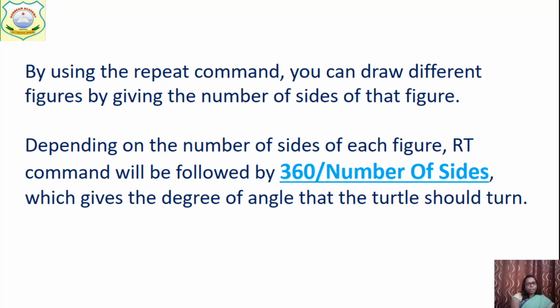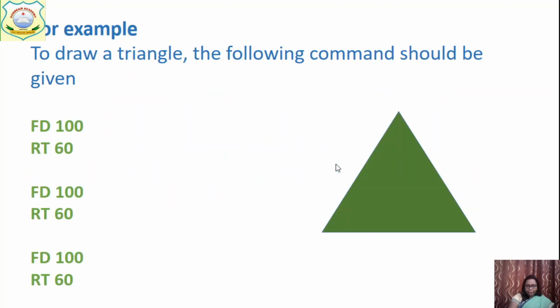By using the repeat command we can draw different figures. How many sides you have to write, you can decide by this formula: 360 divided by the number of sides. This is how you decide the degree.